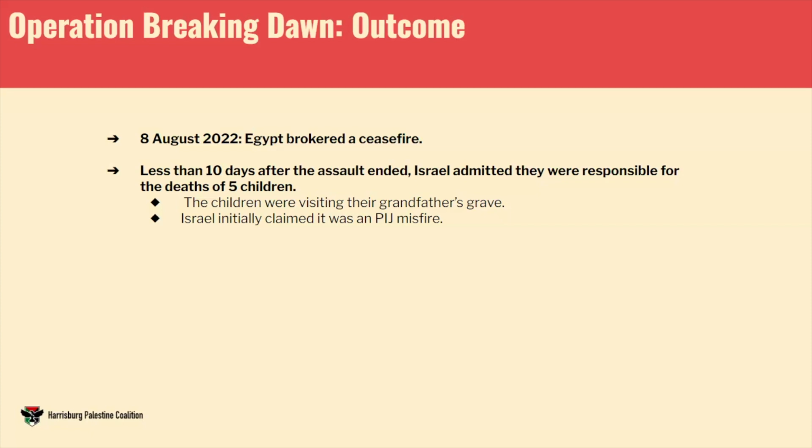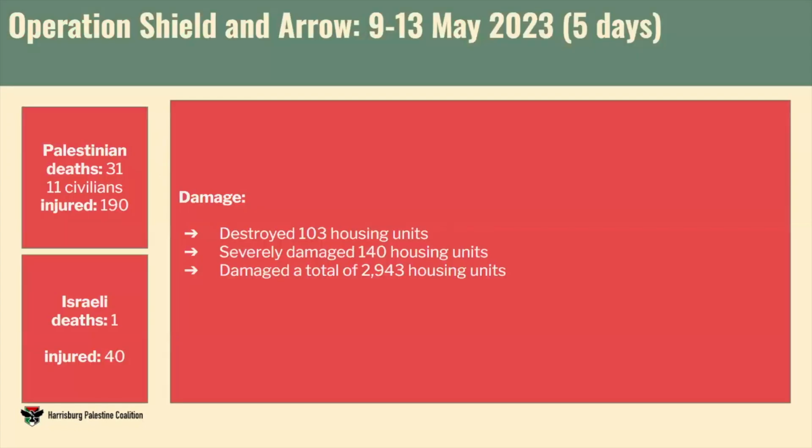And our final operation, this one was 5 days long, the 9th through the 13th of May. Just a few short months before the current genocide, 31 Palestinians were killed, 11 were civilian, 190 were injured. There was 1 Israeli death and 40 injuries. They destroyed 103 housing units, severely damaged 140 housing units, and damaged a total of 2,943.